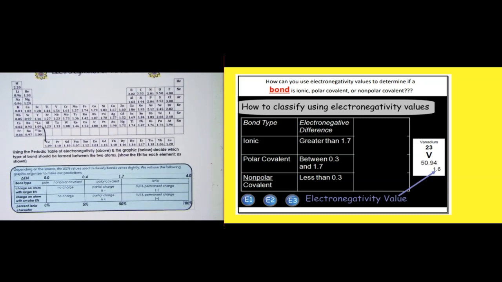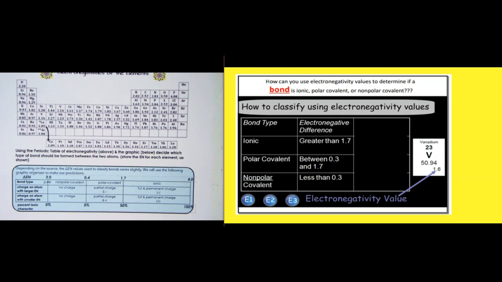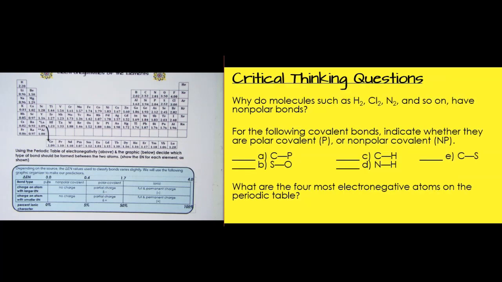So the idea is we're going to classify. It's a predictive value, it is not 100% accurate, but that's what we're going to be doing today in class. All right, additional critical thinking questions. We just kind of went over those very quickly.